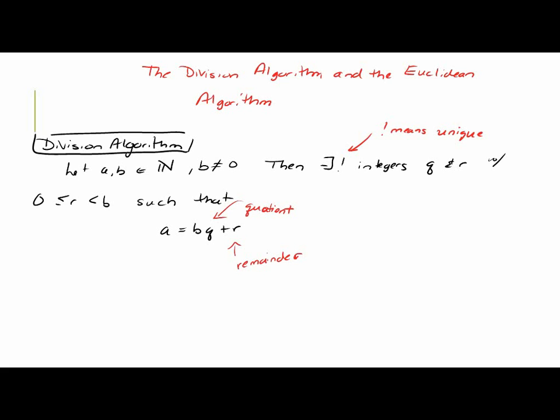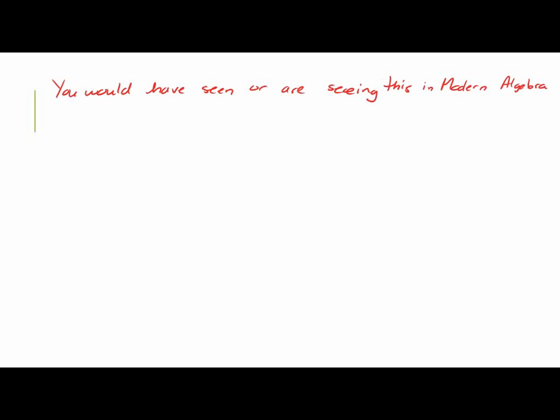We already know what this is, the quotient and the remainder. I don't think anybody's taking modern algebra, but if you took modern algebra, it's probably the opening thing that you looked at, depending on what book you used. So for example, if I have a equals 10, b equals 3, then 10 is equal to 3 times 3 plus 1. The r would be 1, the q would be 3.